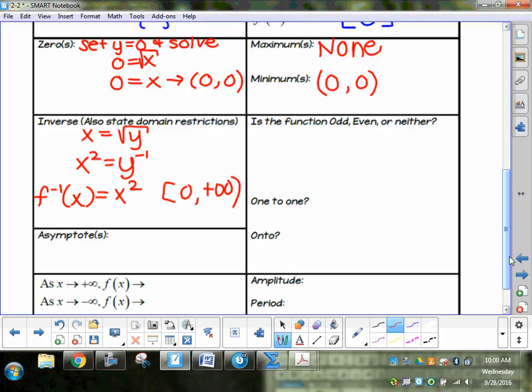Now, we don't know odd, even, or neither yet. Is this function 1 to 1? Look at the graph. Is it 1 to 1? Yes. Passes the vertical line test and the horizontal line test. What about, is it onto? Hands up, please, if you can tell me that.